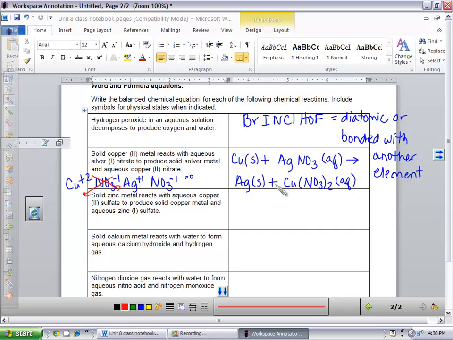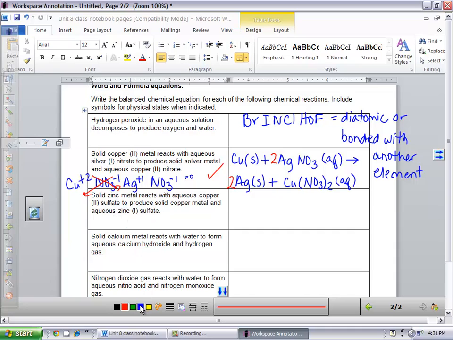Now it's time to balance using coefficients. You have 2 nitrates on this side, so I'm going to put a 2 up here because that will take care of 2 nitrates. But that means now you have 2 silvers, so we'll put a 2 in front of the silver. If you look at the coppers, they're both even, so you're done. Okay, let's do another one.